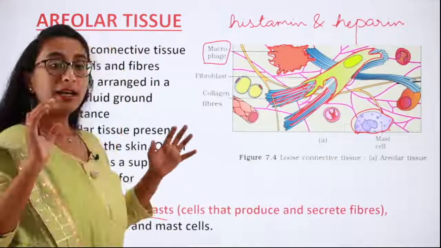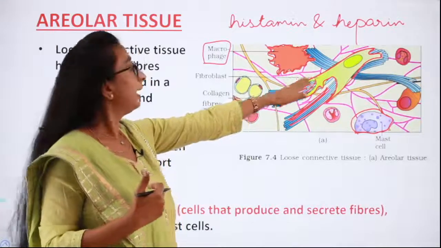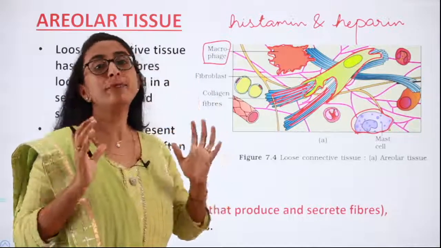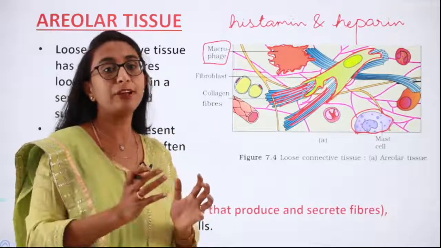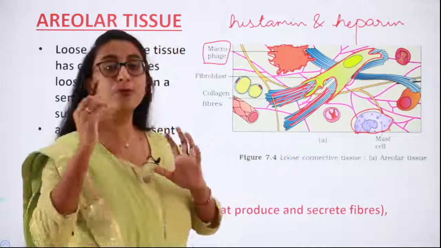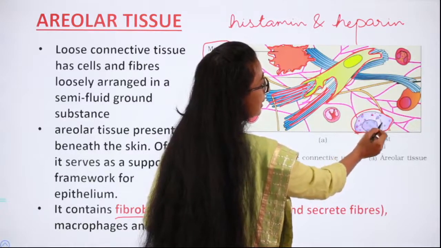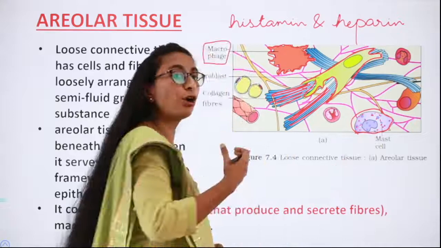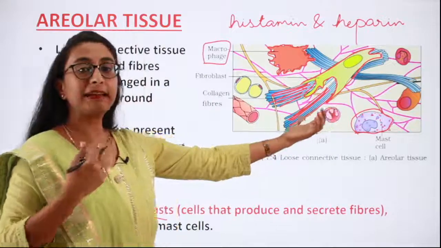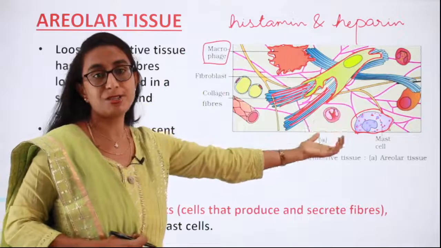So the areolar tissue consists of fibroblasts, which secrete fibers. It also contains macrophages, which destroy the bacteria entering the body by engulfing them. Then in addition, it also has mast cells, which have granules in them. See, here you can see these are granulated cells. They are also a part of our immune system, our immune cells. What these mast cells do is they secrete histamine and heparin, which is again helpful in immune reactions.